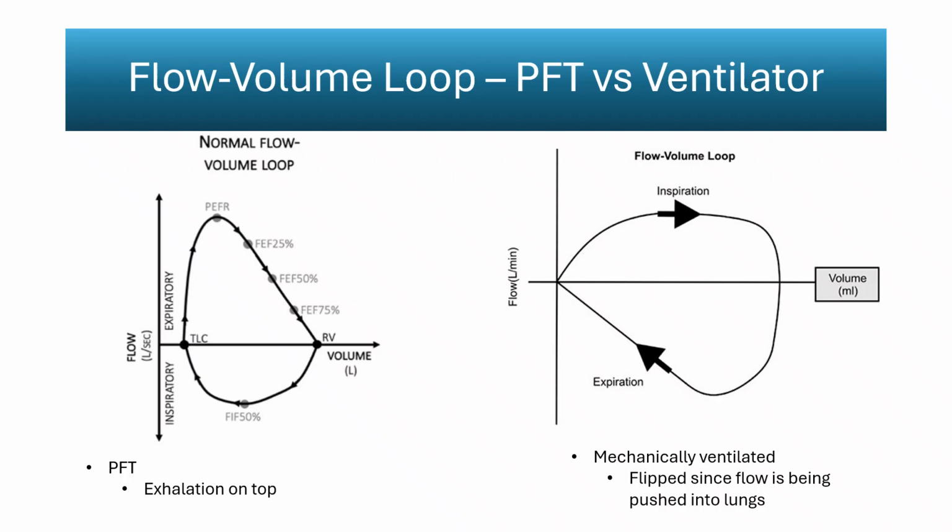Although the orientation differs, the physiologic meaning is the same. The inspiratory limb shows how flow behaves at progressively larger lung volumes during inflation, and the expiratory limb shows the pattern of passive recoil as the lung empties. Recognizing the difference in orientation helps interpret loops accurately when comparing diagnostic testing images with ventilator graphics at the bedside.